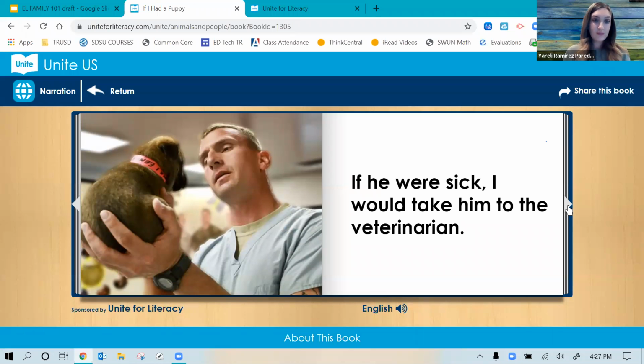Notice the clothes the man is wearing. It reminds me of a nurse or doctor outfit. Veterinarian is very similar to a word that you might have heard. The word is vet.